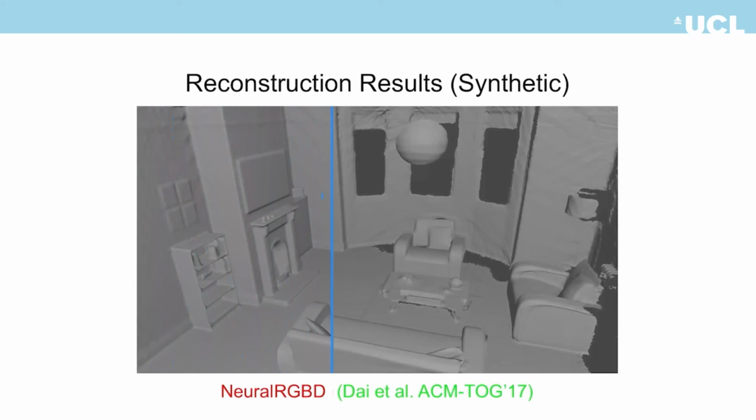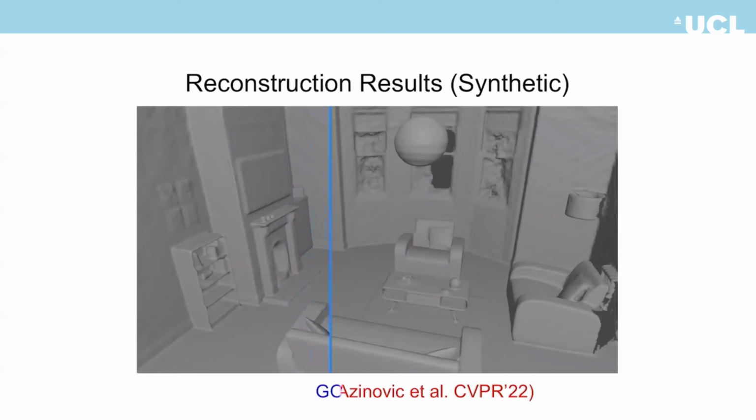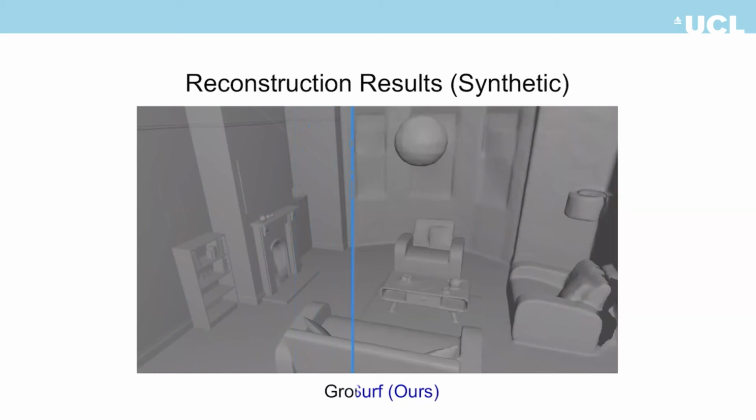We also evaluate our method on some synthetic datasets, for which we have ground truth meshes. And here you can see that our method has the best reconstruction quality.